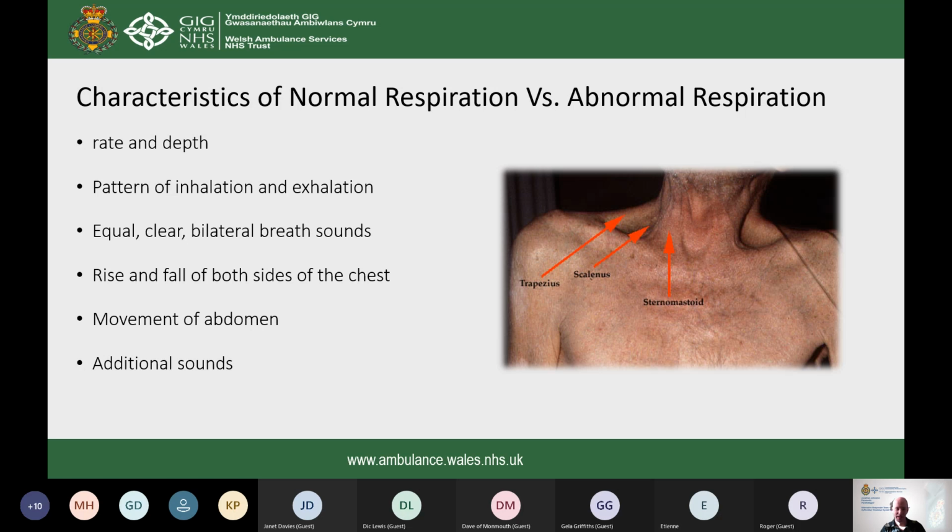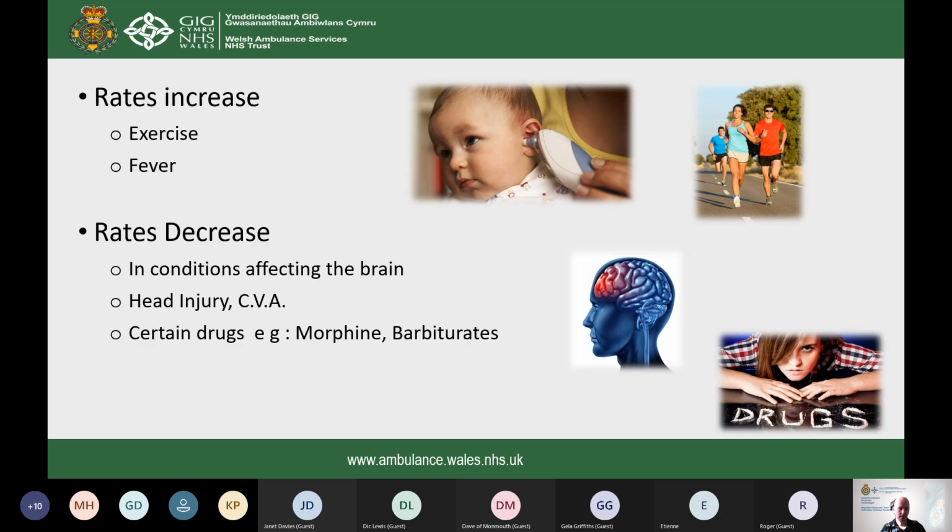Maybe going back up. Cool. Additional sounds we spoke about: wheezing, stridor, gurgling, rattling. Awesome. So we can recognize what's normal, what's not.